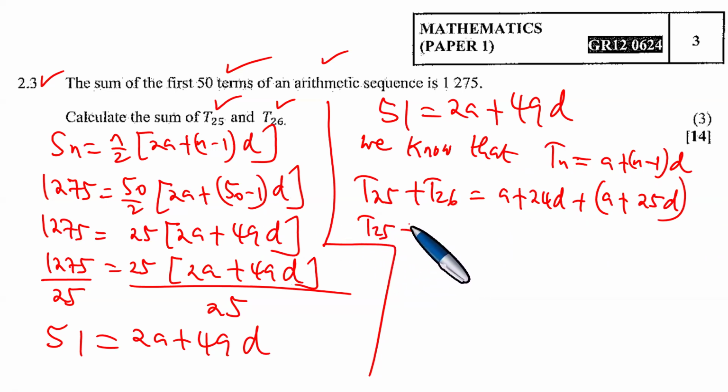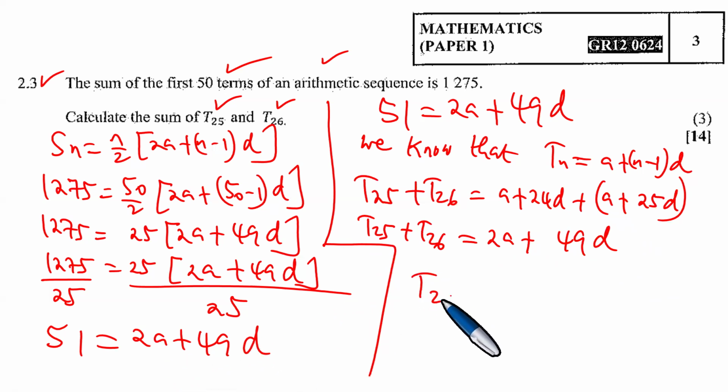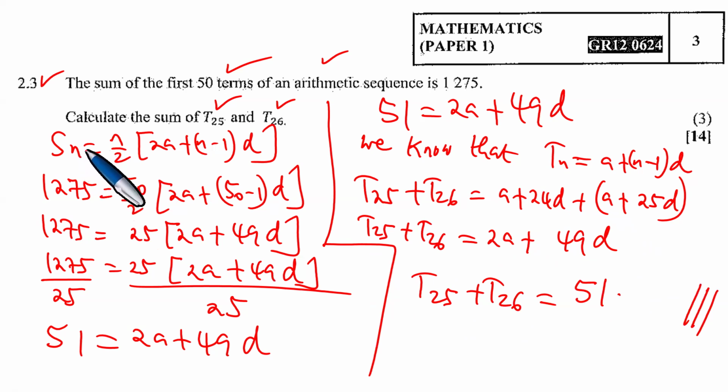So that T25 together with T26: a plus a gives us exactly twice a, 24d plus 25d gives us exactly 49d. What is twice a plus 49d? A very nice problem. You have this one, which is 26, and therefore the result is exactly 51, and this is the answer. So the sum of T25 and T26 is equal to 51. So we proceed to the next problem.